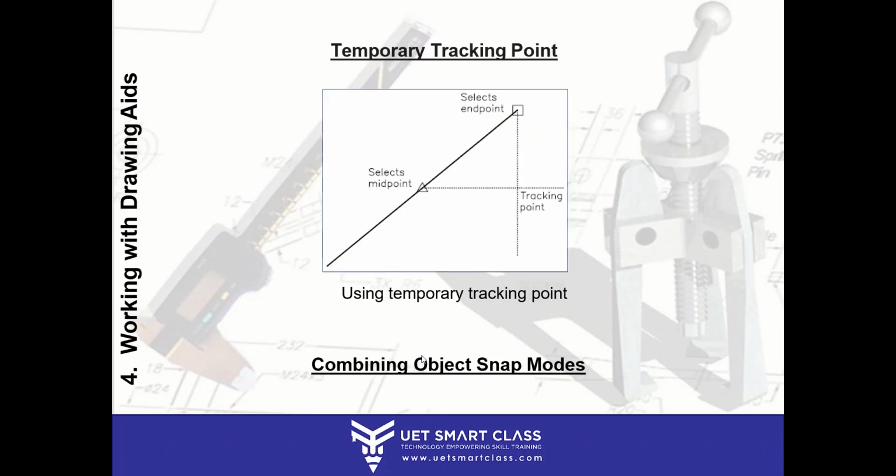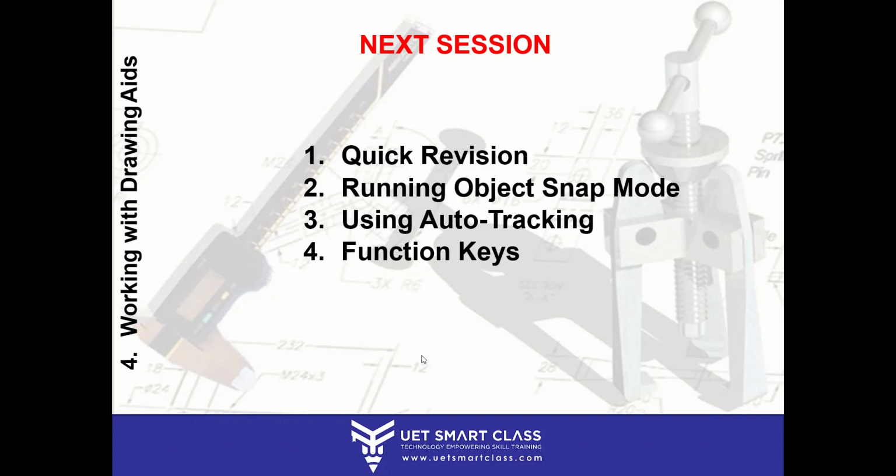All right. So in the next class, we will do a quick revision of the object snap points, and we will learn about running object snap mode and using auto tracking, and we'll revise the function keys as well, because it is related to the drawing aids.